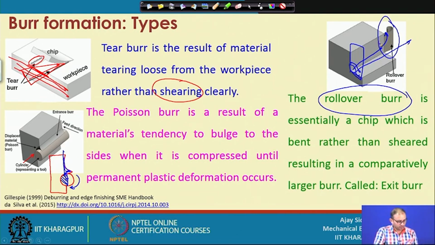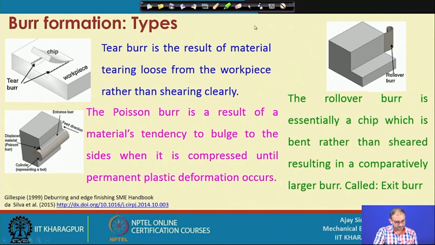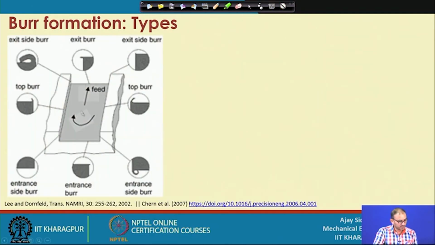So, these are the three different ways we can define burrs. There are many other ways also to give a definition to the burrs, which we will see in the next slide. Now, this is a more comprehensive figure compared to the earlier case. Here, this is slot cutting by a milling cutter. Your rotational direction is clockwise and you are moving in the upside direction, your workpiece is feeding down.